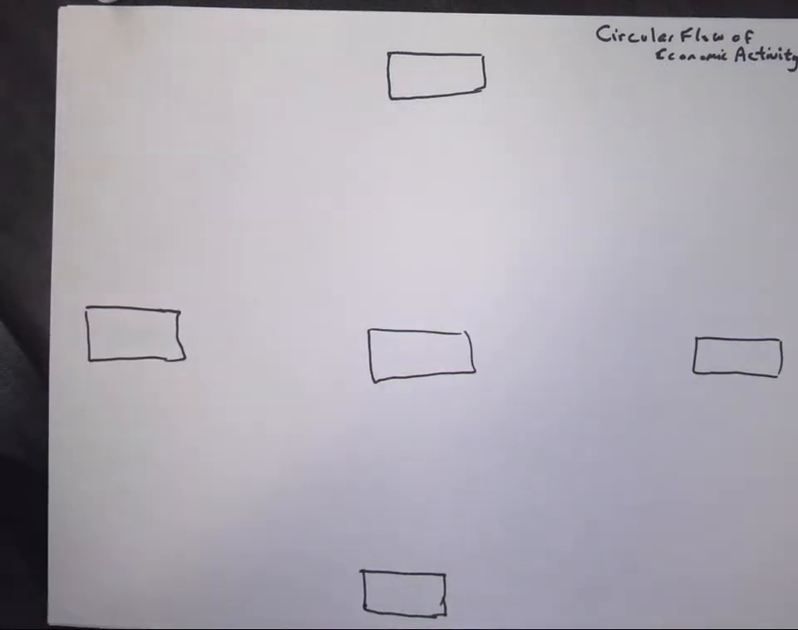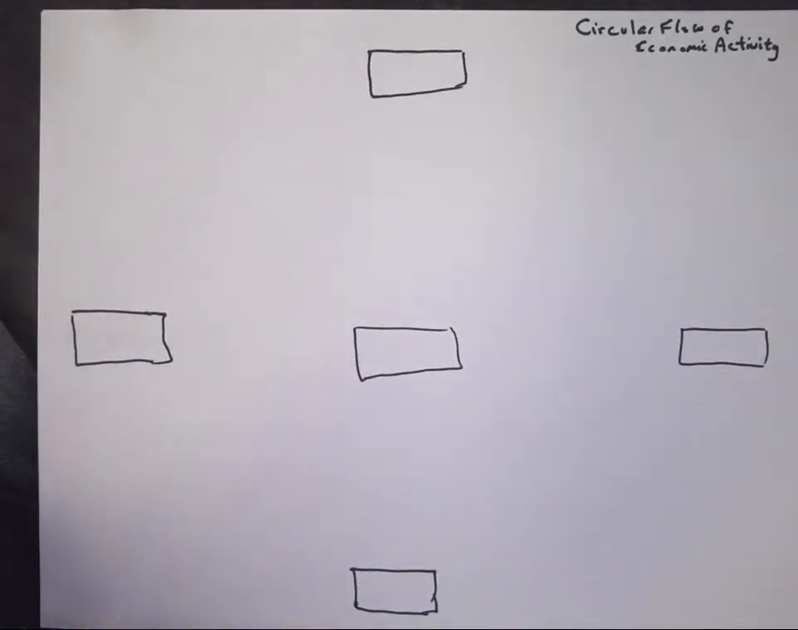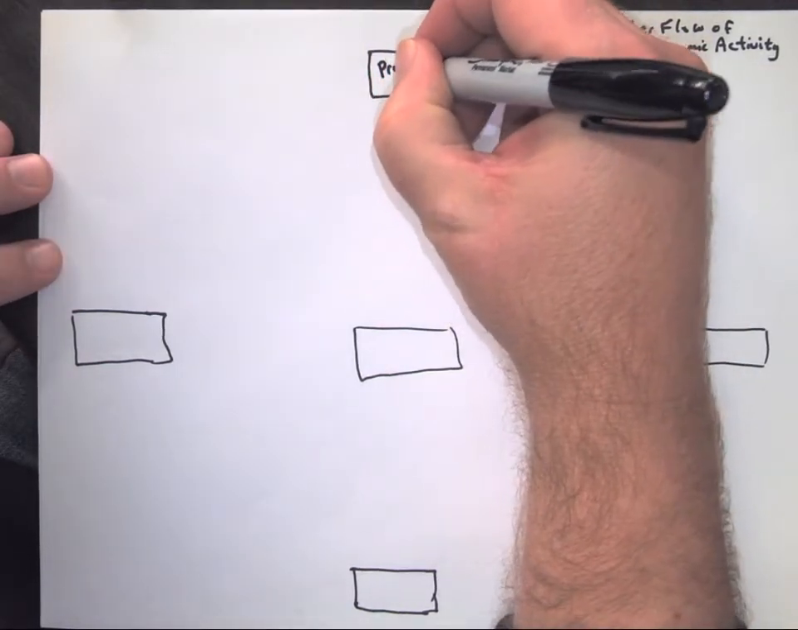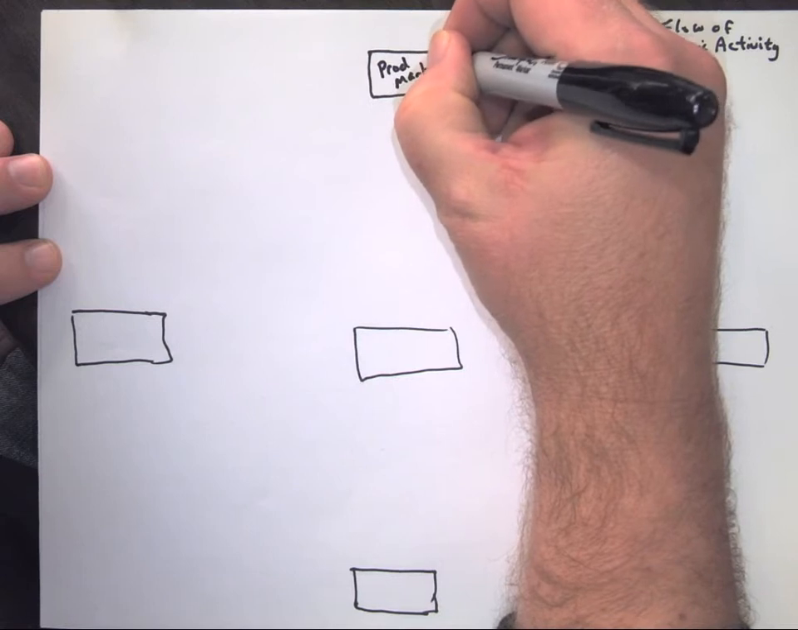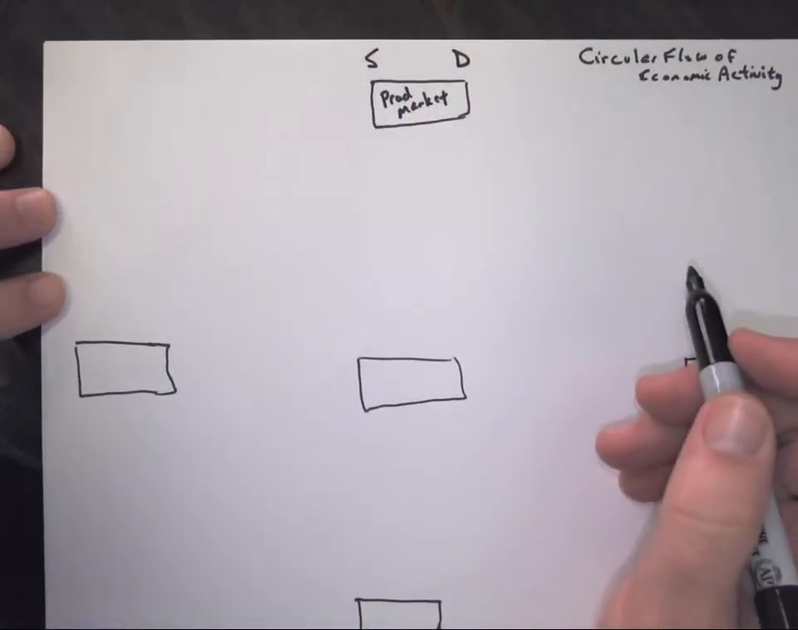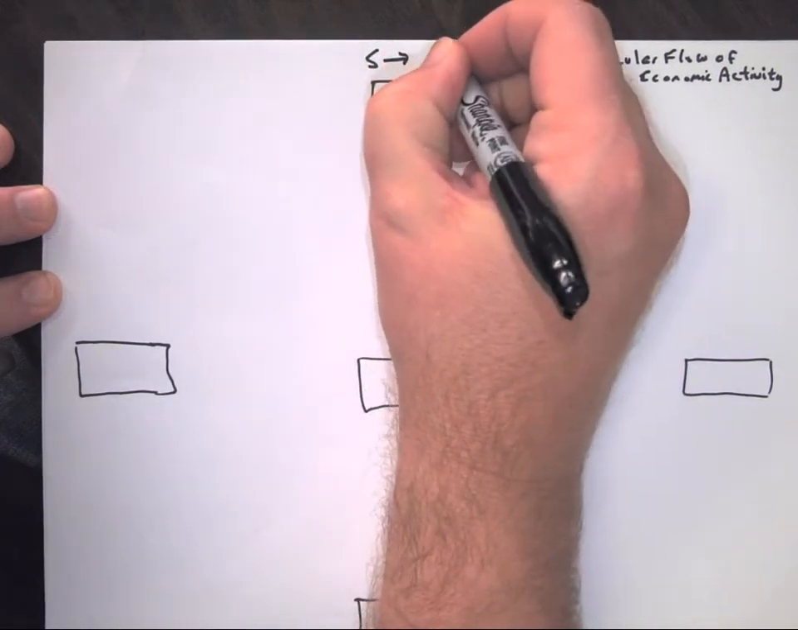Okay, this is the circular flow model of economic activity. What we like to start with is some sort of product, and our product is purchased at the product market. This is where buyer and seller come together. So you have the supply side and the demand side, and this is where they meet.